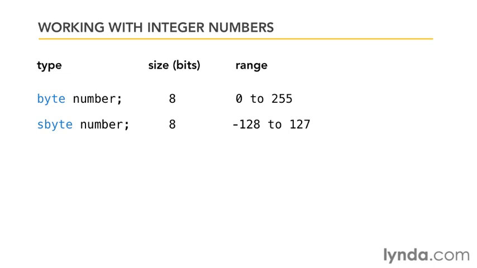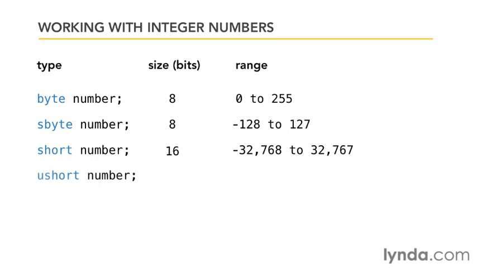Similarly, there's a data type called a short. The short is 16 bits, or 2 bytes, and that can hold negative 32,768 up to 32,767. Now notice, unlike byte, shorts are signed by default. So if you want to use an unsigned version of this, you have to use the ushort, which stands for unsigned short.